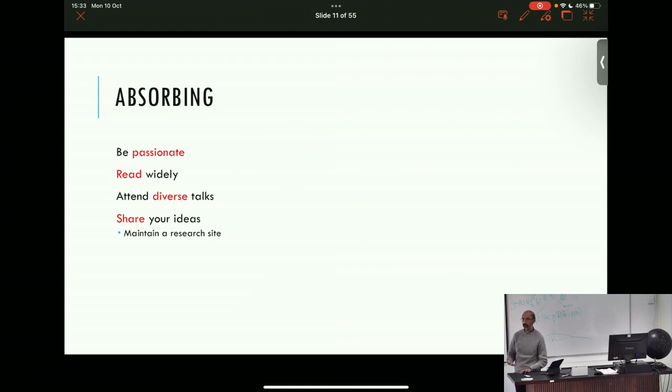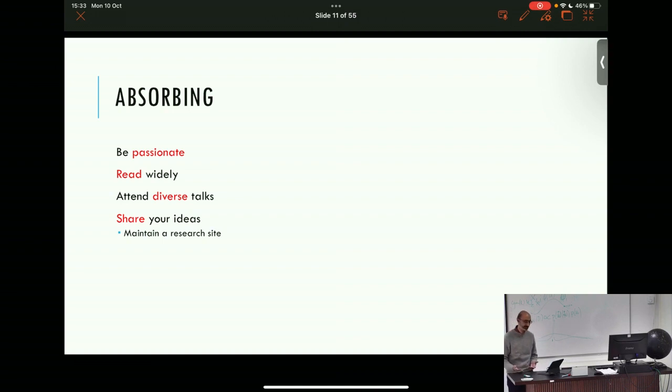Again, if you don't care about it, do something else, drop out. There's no point, because it will take over your life to do research, especially as a PhD student. You have to read widely, attend diverse talks. There's no talk that you will go to that you won't find interesting on some level, because you can at least say that's a great example of bad research, or that's completely incomprehensible. Now I know how little I know, right?